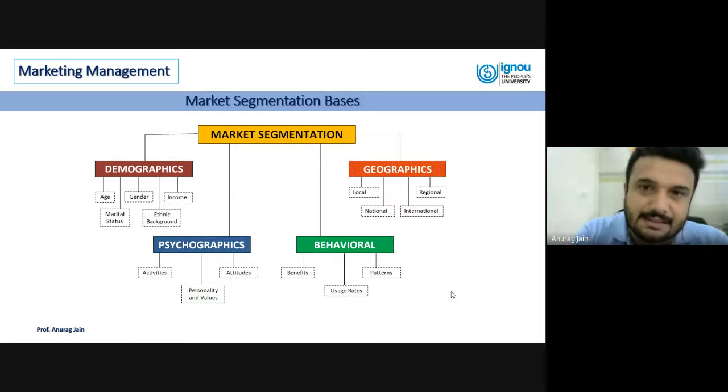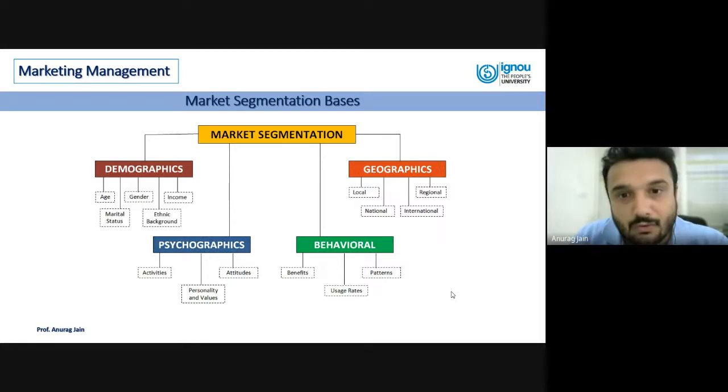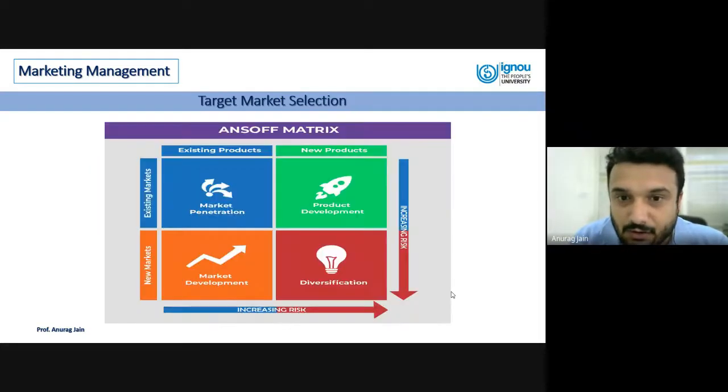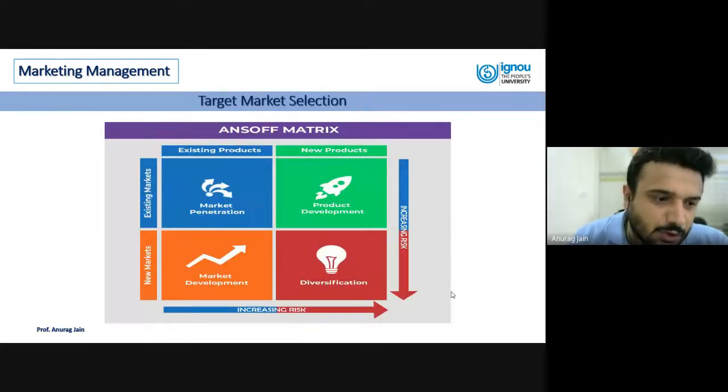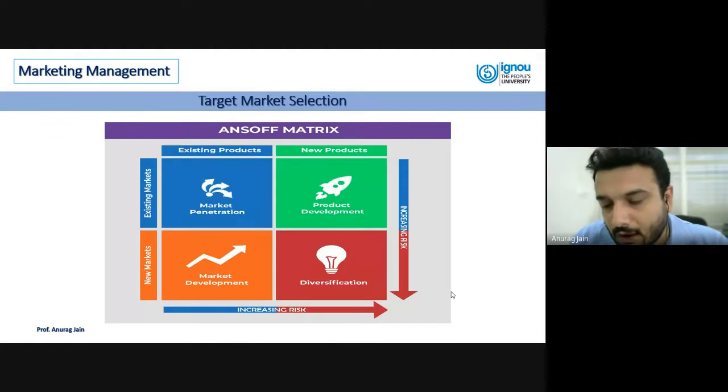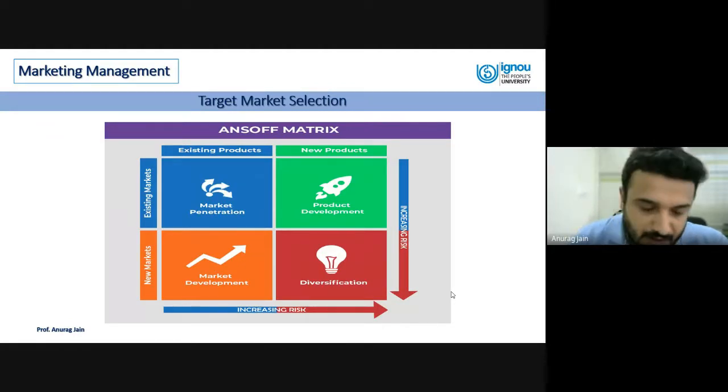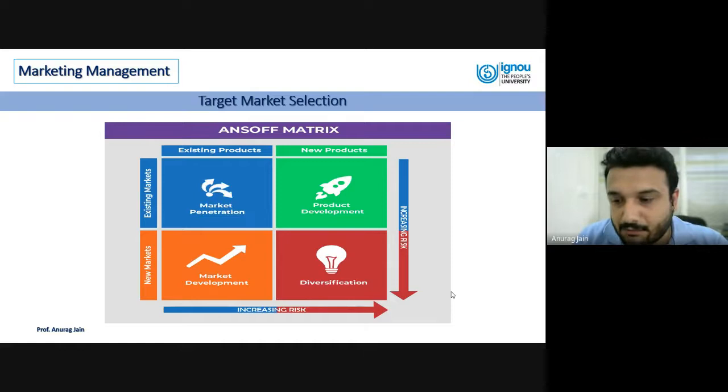So by keeping this understanding, they can go for selecting some of the segments which they can serve very effectively. The next thing we are going to talk about is how we are going to select a target market. Which market will be more effective in terms of generating revenue, which will have lesser cost to serve, and which has better potential to give profits in the future? So how are we going to decide it?